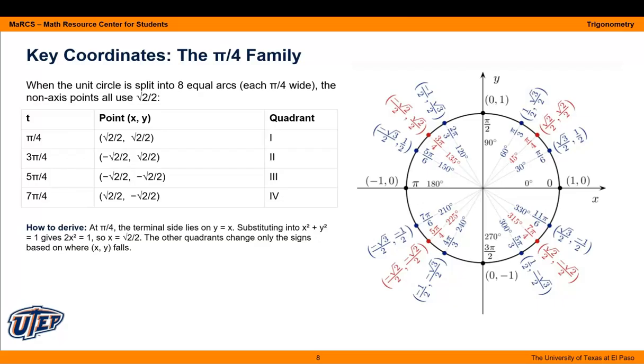And since the point lies on the unit circle, each coordinate must be plus or minus square root of 2 over 2. The other 3 points in this family have the same absolute values, and only the signs change depending on the quadrant. So once we know the first quadrant point, the others follow by symmetry.